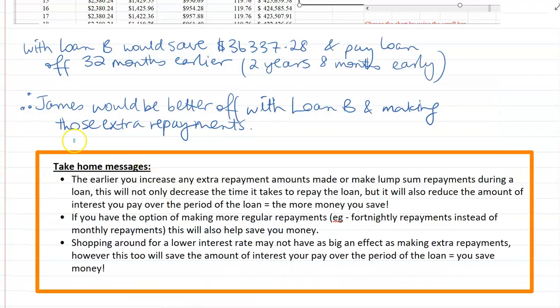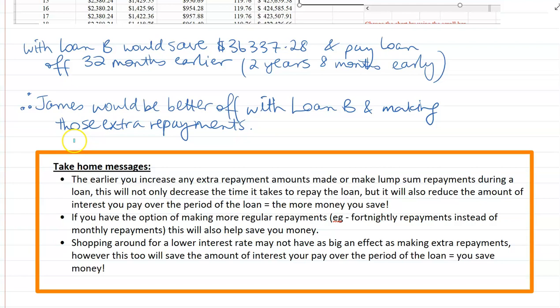Take-home messages for this lesson, as you've seen, include the earlier you increase any repayment amounts you make, or if you can make lump sum repayments during a loan, this will not only decrease the time it takes to pay the loan, but also reduce the amount of interest you pay back to the bank over the period of the loan. So you save a heck of a lot more money.